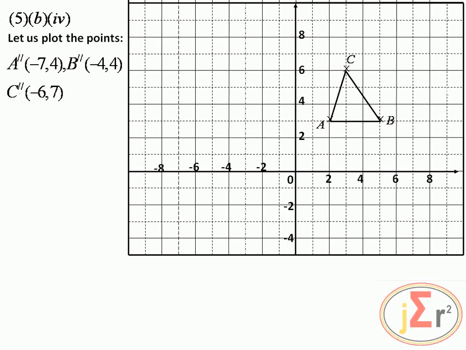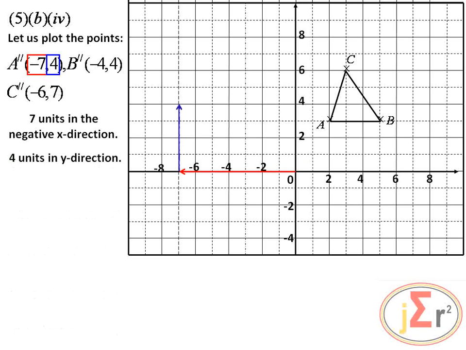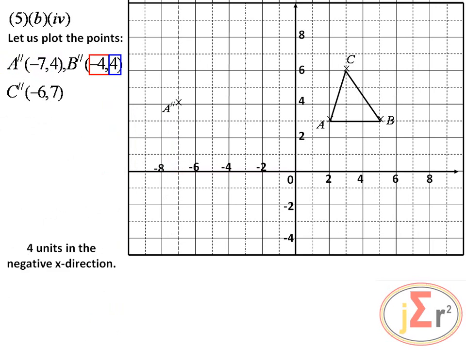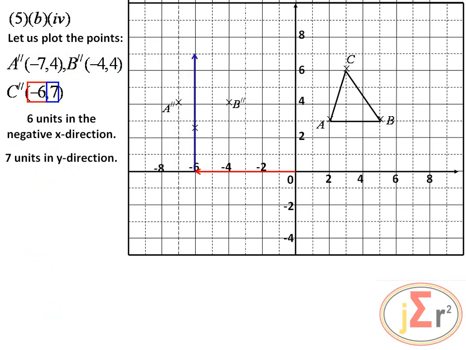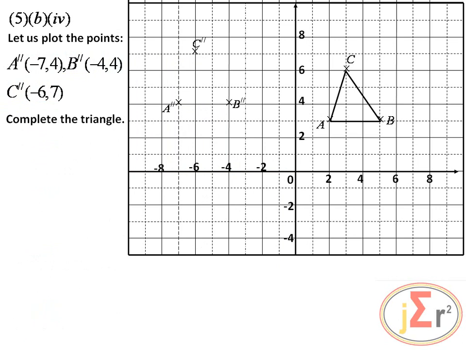Let us plot the points, because we need to draw another triangle: A double prime, B double prime, C double prime. So A double prime is (-7, 4). That is 7 units in the negative x direction, 4 units in the positive y direction. And for B double prime, we have 4 units in the negative x direction, and then 4 units in the positive y direction. Finally, we have C double prime with 6 units in the negative x direction, 7 units in the positive y direction. And complete the triangle. That's what we have.